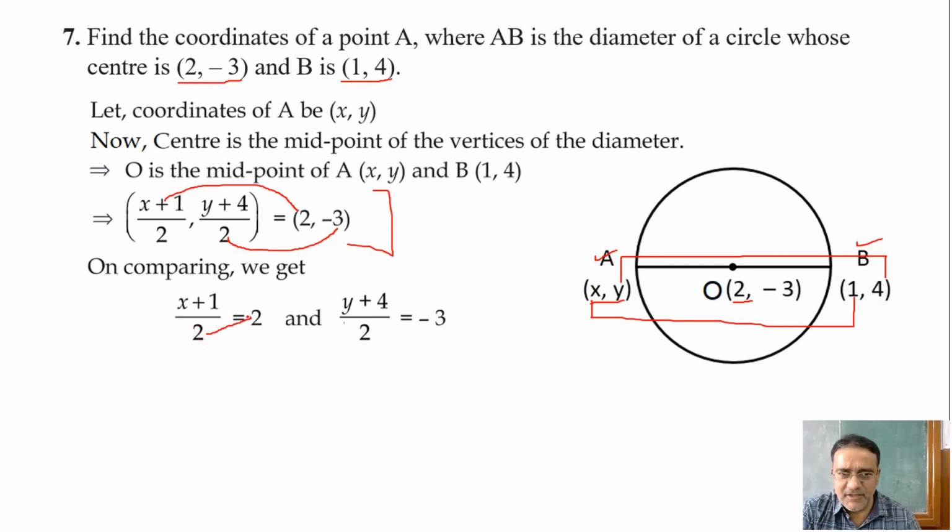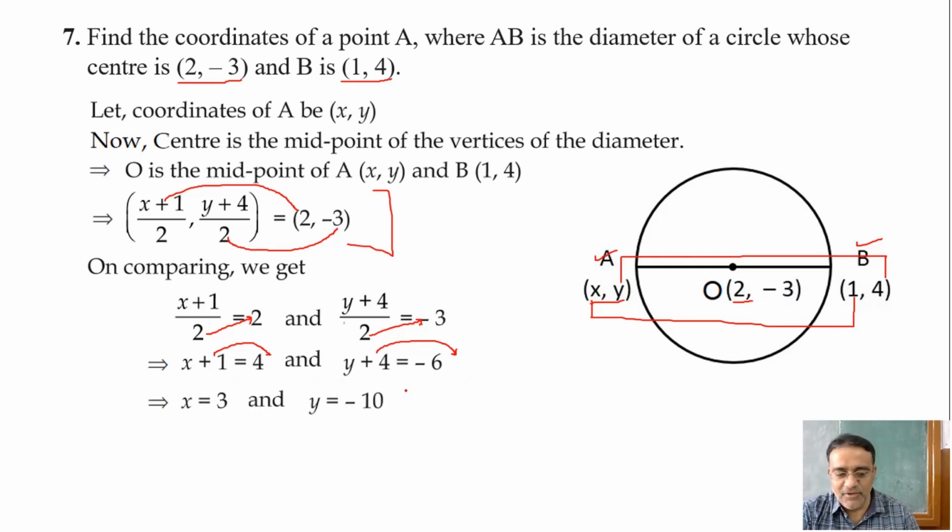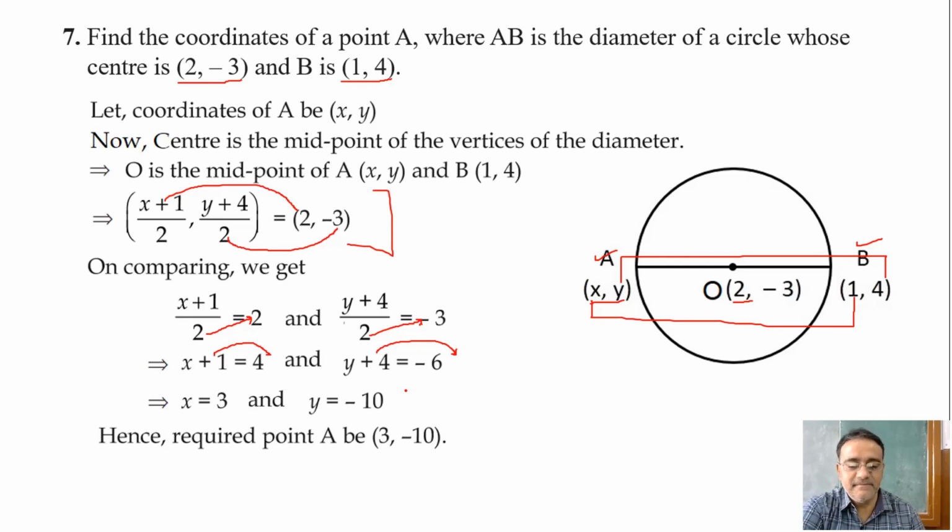यहाँ पे multiply करेंगे तो 4 हो जाएगा. Here if you multiply these two, we'll get -6. Now shift 1 to this side, minus 1, and plus 4 to this side, minus 4. So x is equal to what and y is equal to what? x is equal to 3 and y is equal to -10. Very good. Okay. So hence the required point A is (3, -10). Any doubt in this question?